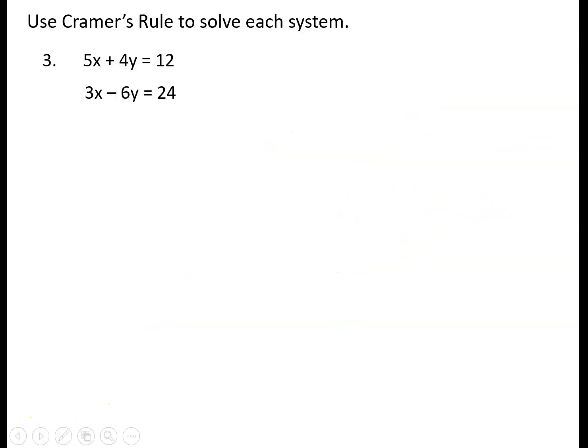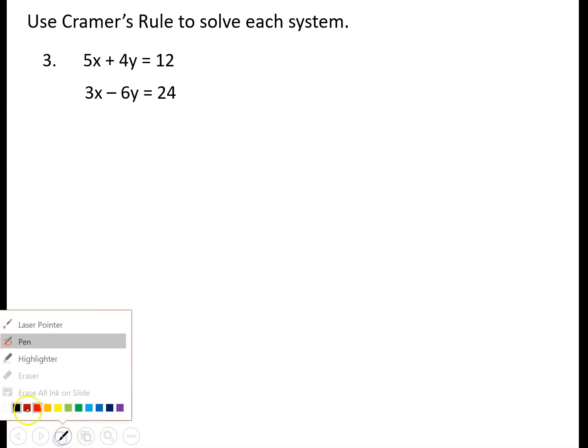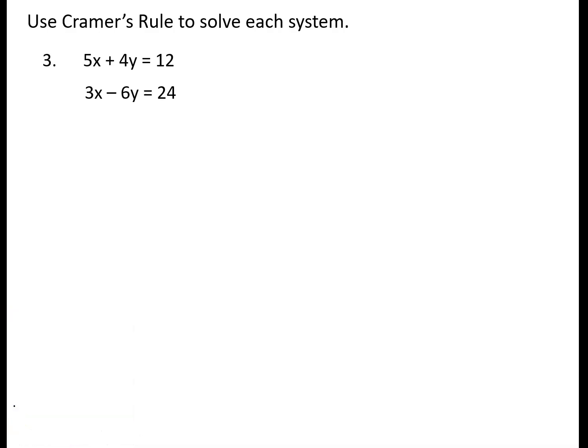So here's our first example. Let's see. We're going to find D first, so we'll go ahead and call it D, using an uppercase D. We'll list the coefficients of X in a column, 5 and 3. Then the coefficients of Y, 4, -6. Make sure if it's minus, you get that negative there. And then just put straight bars around that.